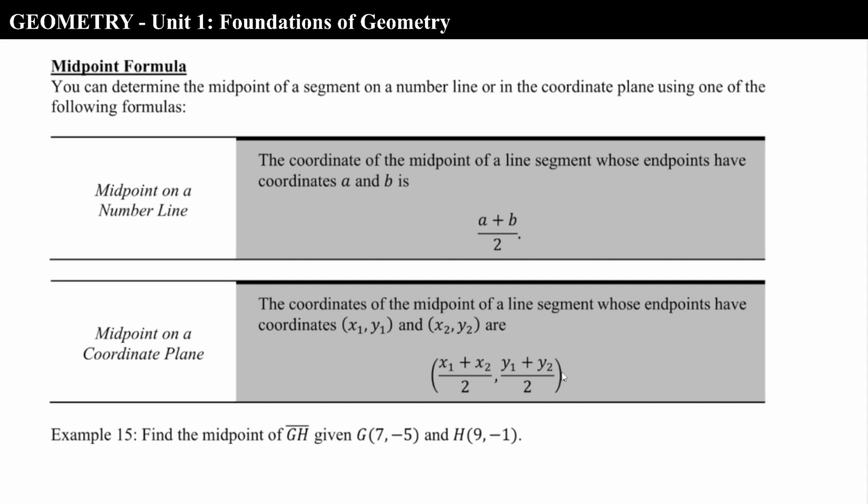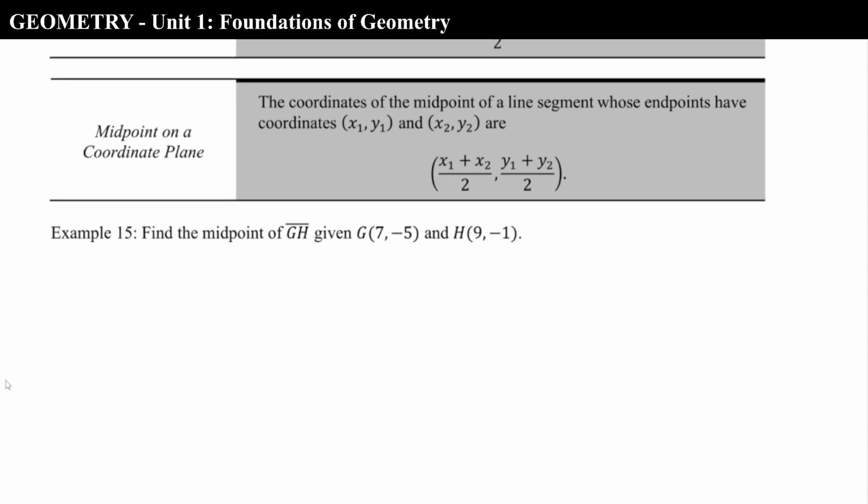For a coordinate plane, this looks more complicated, but it really isn't. You're given a set of coordinates, x1, y1, and x2, y2. Those are your two endpoints. x1 plus x2 over 2 gives you your average x value. Your y1 plus y2 over 2 gives you your average y value. So you're basically doing what you did for the number line. You're just doing it for the x's and the y's separately, and your answer will be an ordered pair.